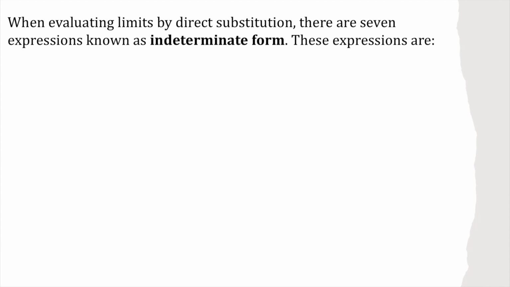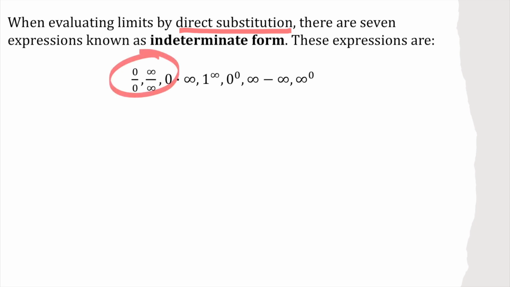When evaluating limits by direct substitution, there are 7 expressions known as indeterminate form. These expressions are 0 over 0, infinity over infinity, 0 times infinity, 1 to the infinity, 0 to the 0, infinity minus infinity, and infinity to the 0. We're going to focus on the first two.